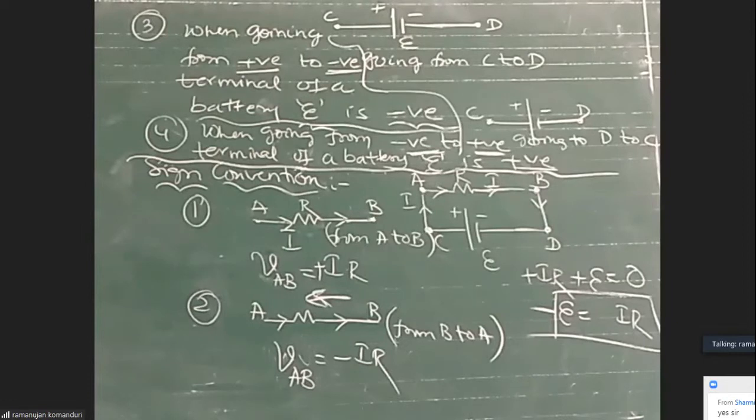So minus IR plus epsilon is equal to 0. There will not be that negative sign. So finally you will have epsilon is equal to IR, which is correct. Could you understand it now clearly, all of you?